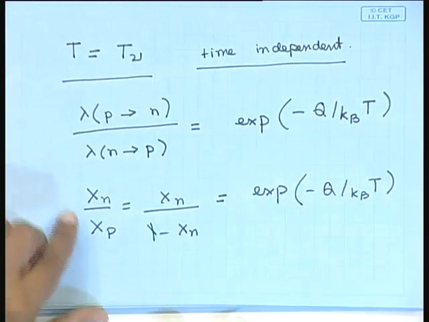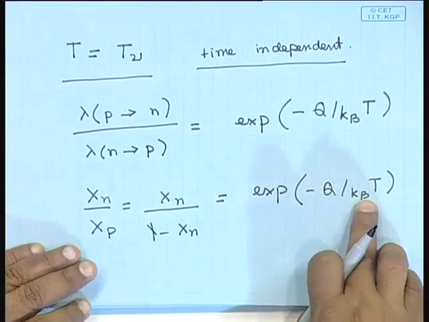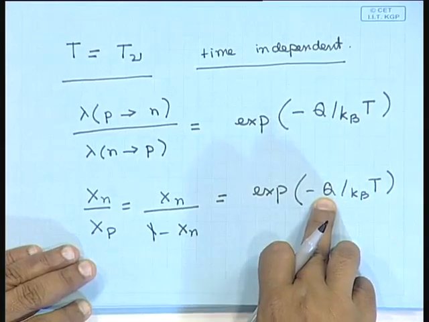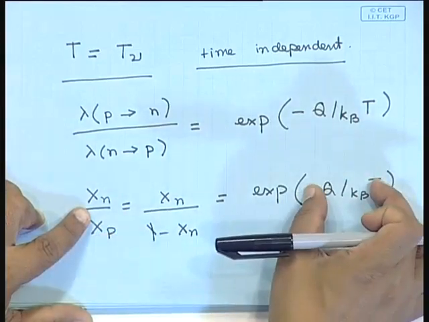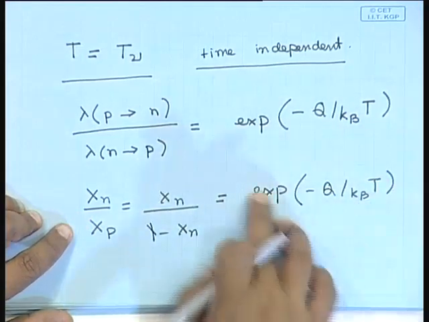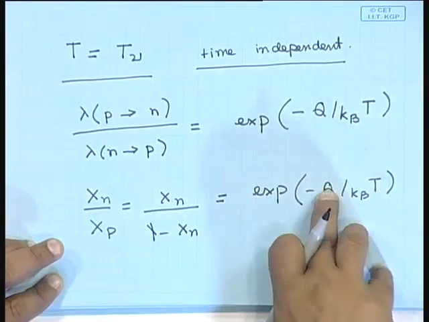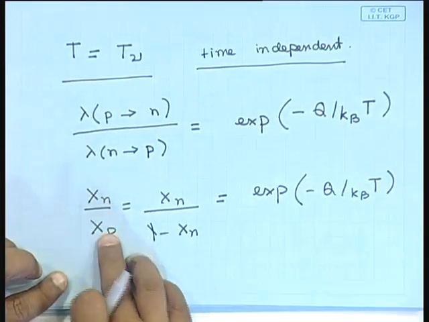You would have more protons and fewer neutrons because the protons have a lesser energy, and when the temperature becomes much larger compared to Q, then these two would be equal in number. This ratio would tend to 0. If kBT is much larger than Q, this would tend to 0, and these would be the same.